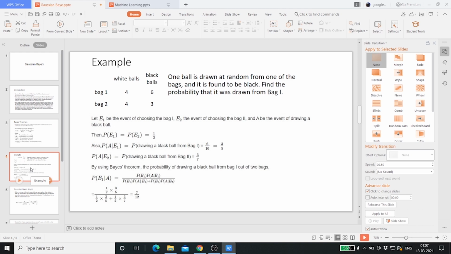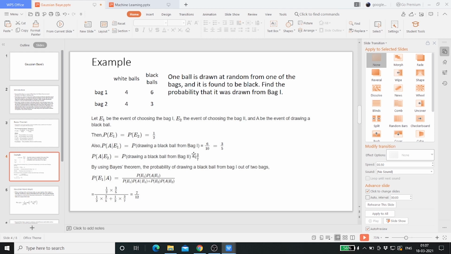Inside, the probability of drawing a black ball, given that the bag you have chosen is bag 1, is basically the probability of drawing a black ball from bag 1. That is, 6 black balls are present and 4 white balls are present, so 6 by the total number of balls, which is 10. So 6 by 10, which is 3 by 5. And the probability of choosing a black ball from bag 2 is 3 by 3 plus 4, black balls by total number of balls, 3 by 7.